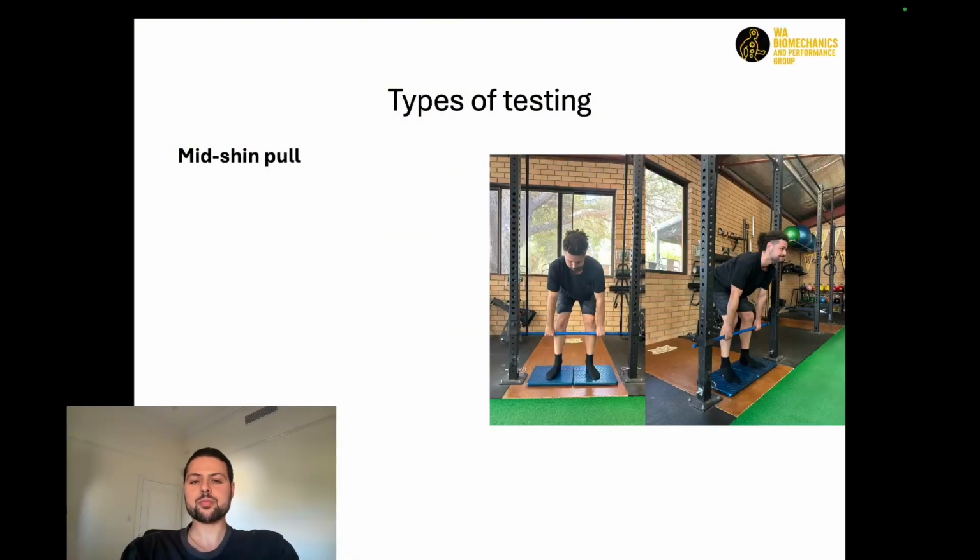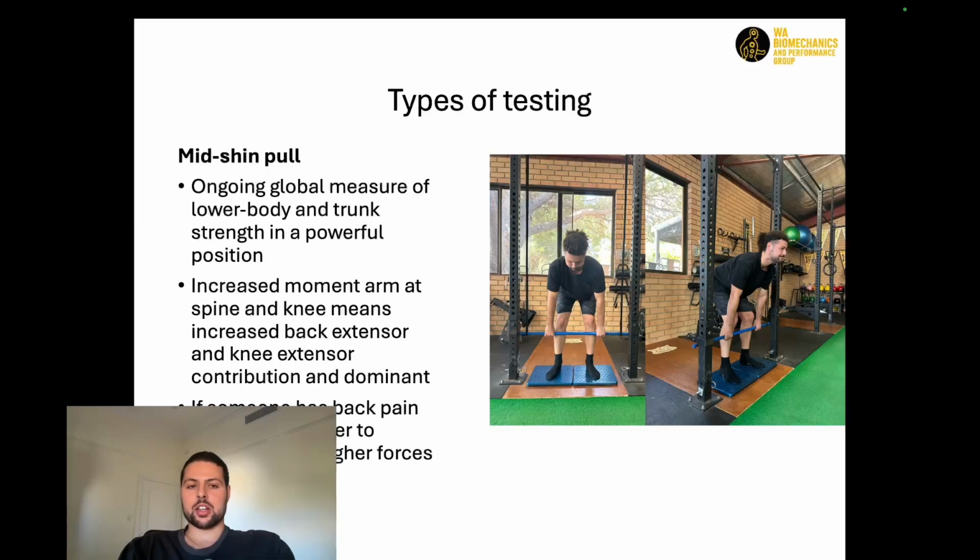And then, similar premise, we go to the mid shin pull and it's still really non-specific and it's a global measure of lower body and trunk strength in another powerful position. However, you need to think now there's an increased moment arm at the spine and the knee, and that means there's probably more contribution of the back extensors and knee extensors, and that's a little bit more dominant now. So then if you were to see someone with back pain and get them into this position, it might be a bit easier to provoke them because it's more demanding on the back there.